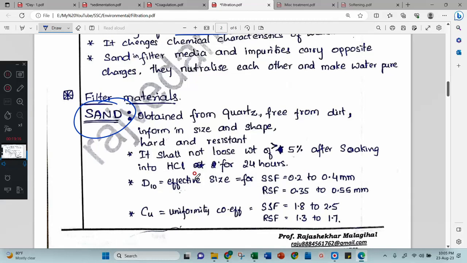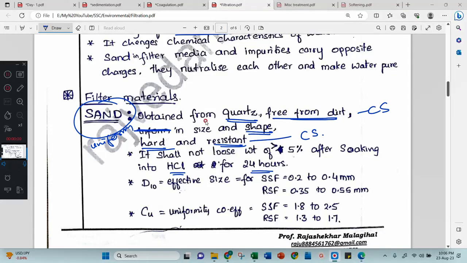What are the specifications of these materials? The sand must be quartz and free from dirt. This is common sense. Then the second one is that it should be uniform in size and shape, meaning all particles must be of the same size, and it should be hard and resistant, which is also common sense. It shall not lose weight of more than 5% after soaking in HCl for 24 hours, so some hardness test they are doing here.